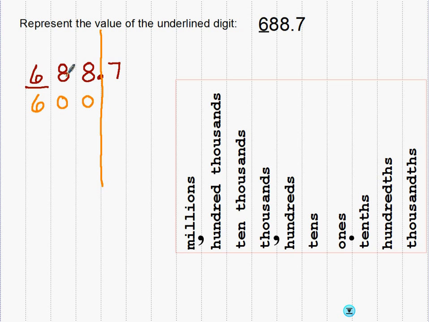So a 6 in the hundreds place has a value of 600. And that makes sense if you think about it. Our 6 is in the hundreds place, and 6 hundreds would be 600.